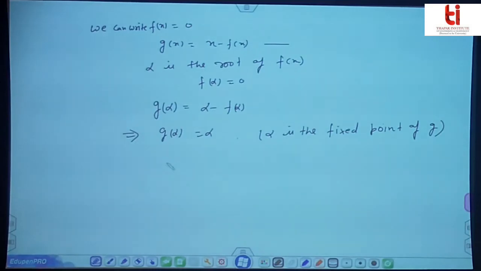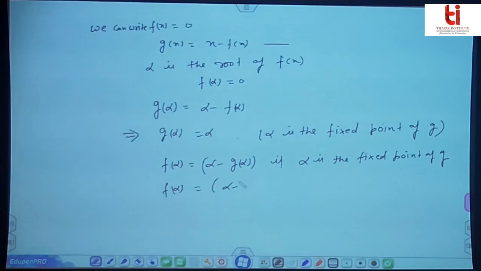Or we can write from here f(alpha) = alpha - g(alpha). If alpha is the fixed point of g, then f(alpha) will be alpha - g(alpha), and because alpha is the fixed point, it is coming out to be 0. This implies f(alpha) = 0, so alpha is the root of f(x). So in this section we are interested to compute the fixed point of the function g that we formed from f(x) = 0.